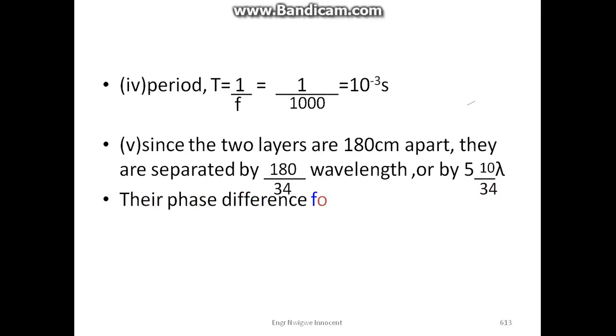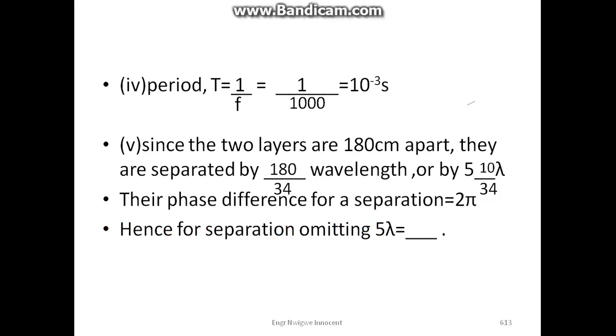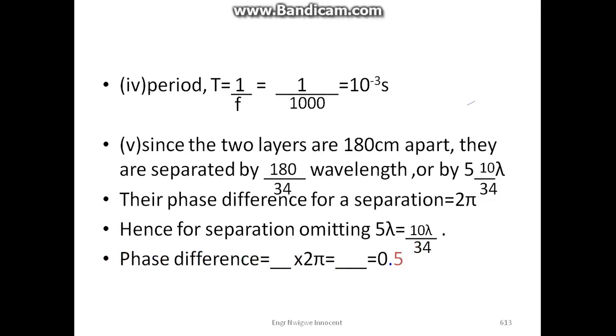The phase difference for a separation of one wavelength is equal to 2π. Hence, for a separation omitting 5λ, it is 10λ over 34. Phase difference equals 10 over 34 times 2π, which equals 10π over 17, which is equal to 0.588π radians.